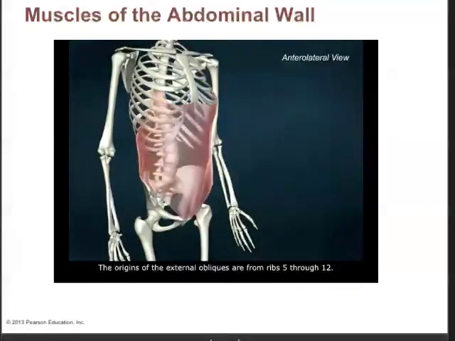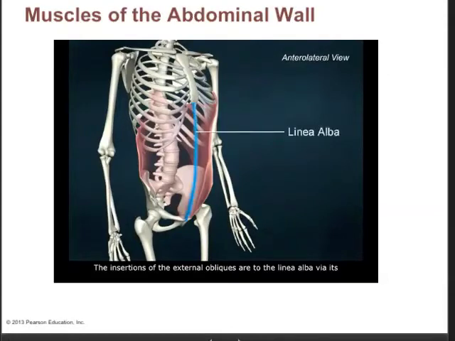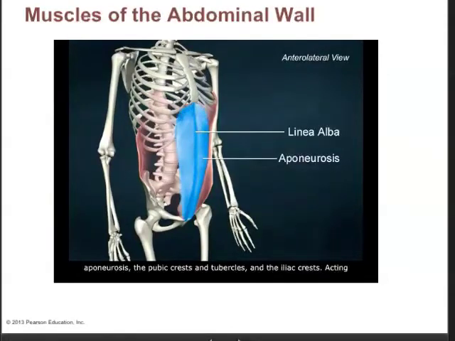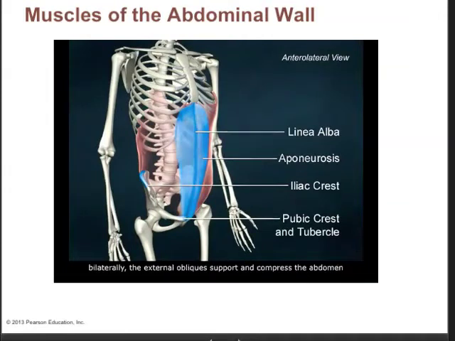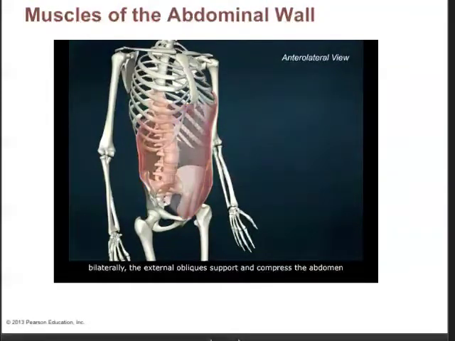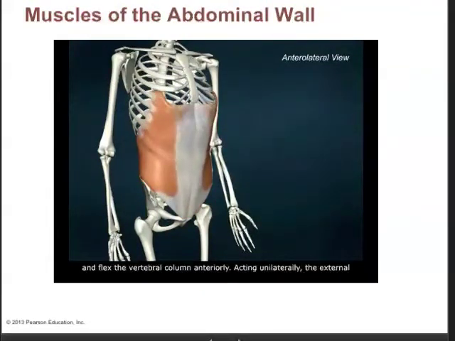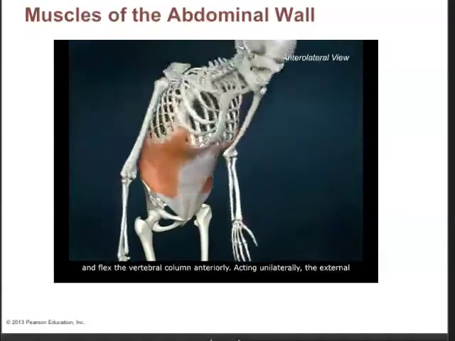The origins of the external obliques are from ribs 5 through 12. The insertions of the external obliques are to the linea alba via its aponeurosis, the pubic crests and tubercles, and the iliac crests. Acting bilaterally, the external obliques support and compress the abdomen and flex the vertebral column anteriorly.